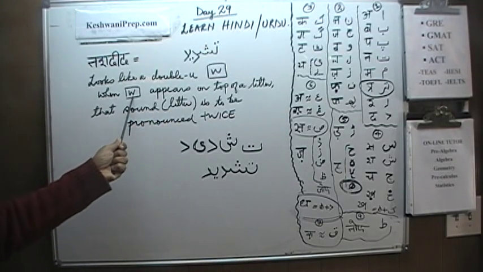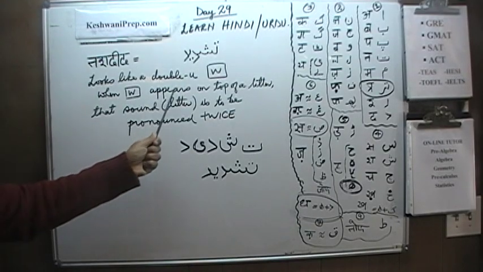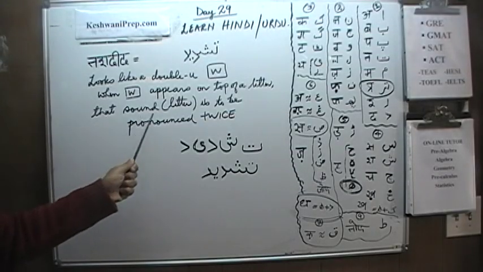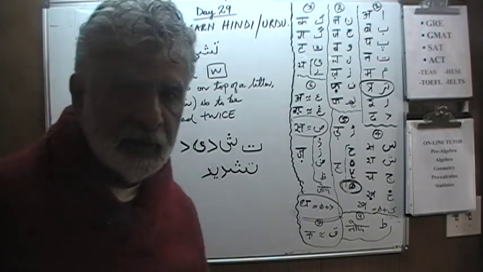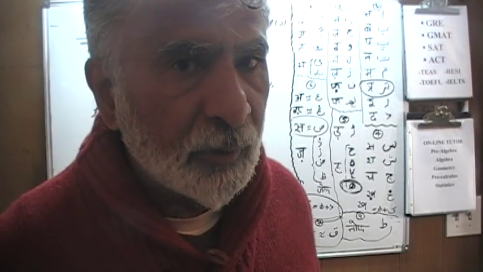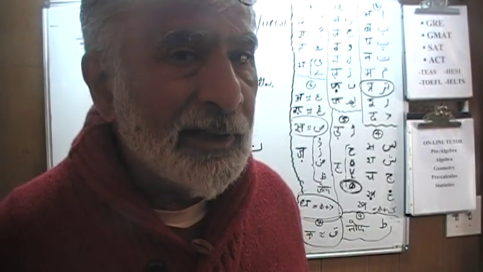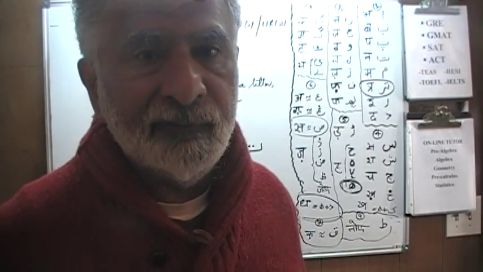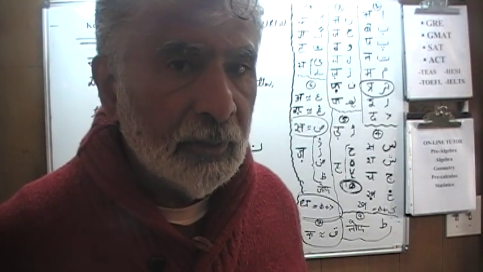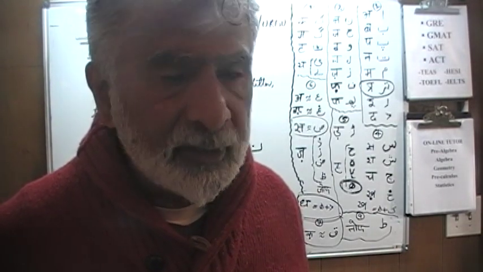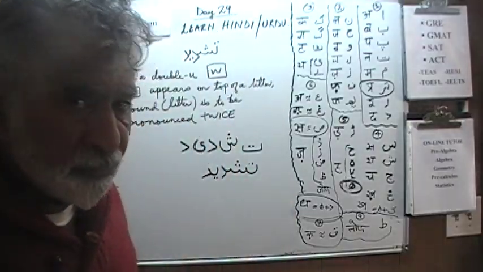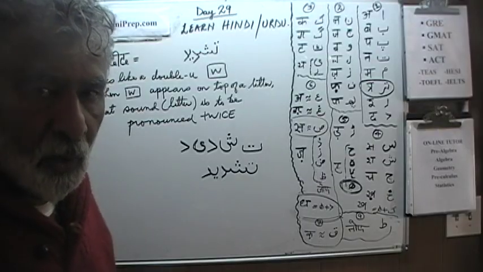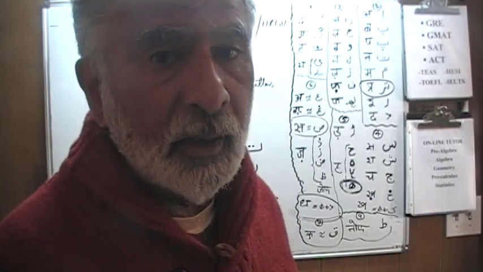When Tashdeed appears on top of a letter in Urdu, that letter is to be pronounced twice. Let's see how we handle this same concept in Hindi. In Hindi, they have a notion of half a letter. This notion of half a letter does not exist in Urdu. So let's see how the two languages compare to each other, dealing with the same notion of a sound that has to be pronounced twice.